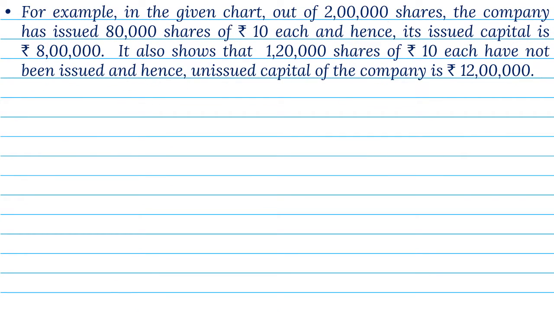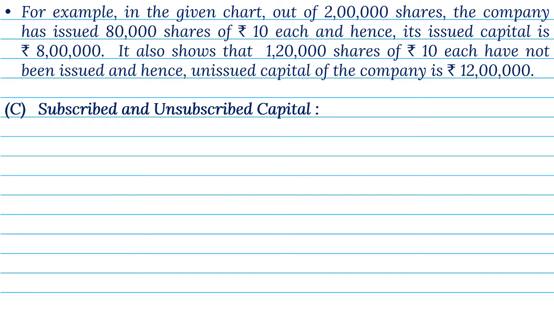For example, in the given chart, out of 2 lakhs shares, the company has issued 80,000 shares of rupees 10 each, and hence, its issued capital is rupees 8 lakhs. It also shows that 1,20,000 shares of rupees 10 each have not been issued, and hence, unissued capital of the company is rupees 12 lakhs.